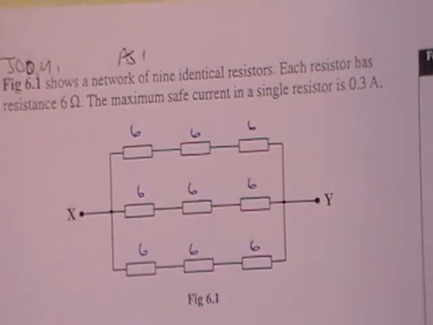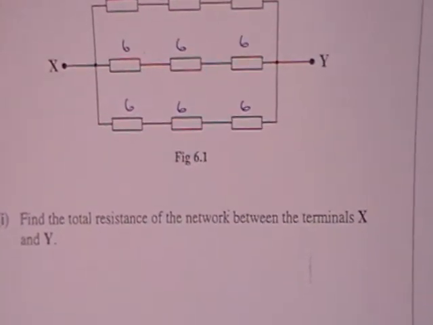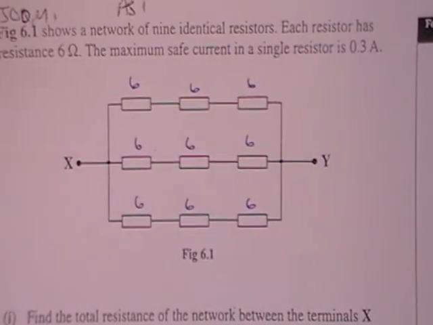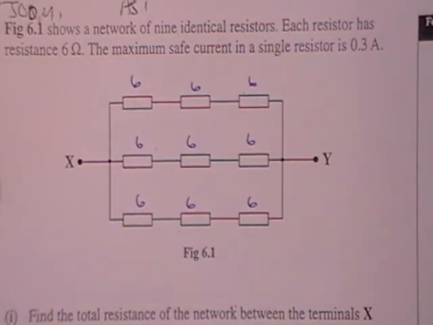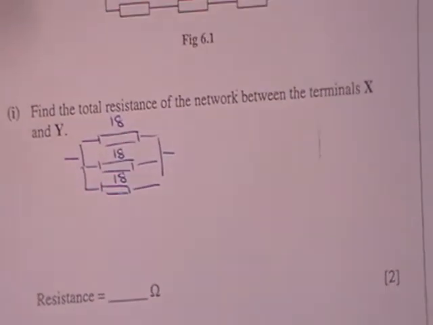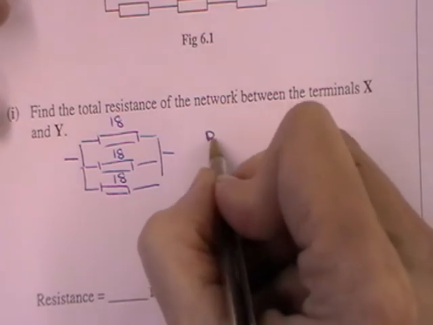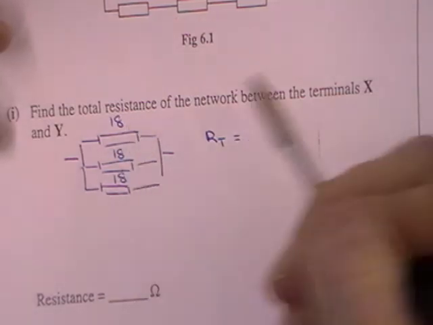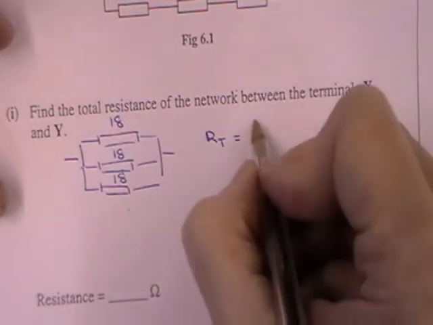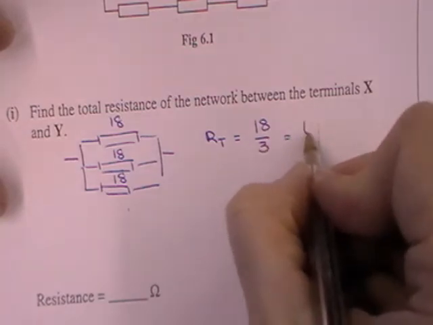And the first question asks us to find the total resistance of the network between the terminals X and Y. Between X and Y you can see you've got 3 parallel lines, and on each line, if you add up the resistors in series with each other, you've got 18 ohms. So really what you're doing is finding the resistance in parallel of 3 18 ohm resistors. If you use your wee shortcut, you know that if you have 2 identical resistors, you divide one of them by 2 and that's your total resistance. In this case we've got 3, so it's just 18 divided by 3, which gives you 6 ohms.